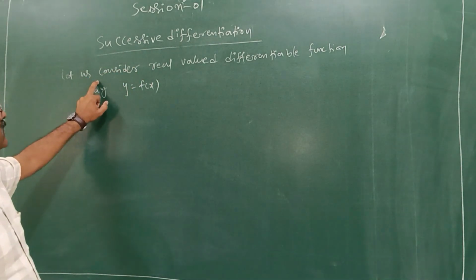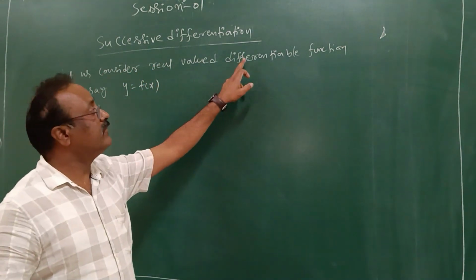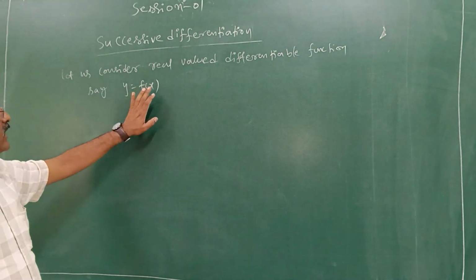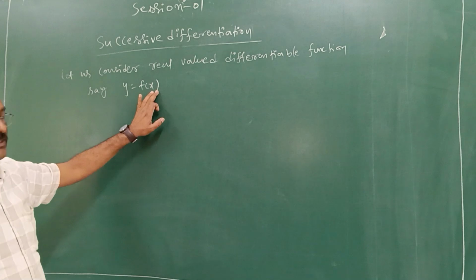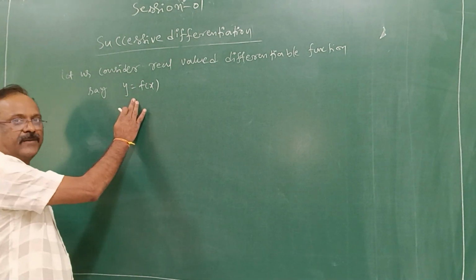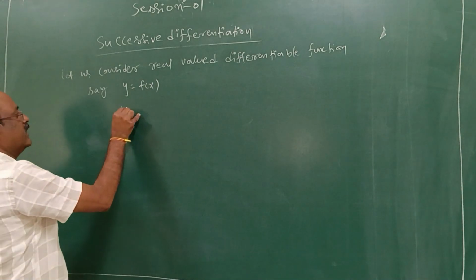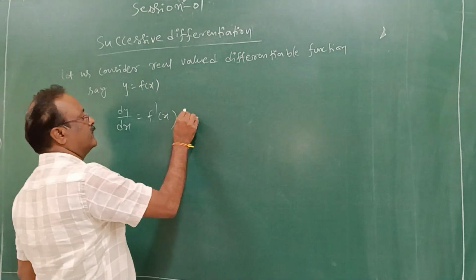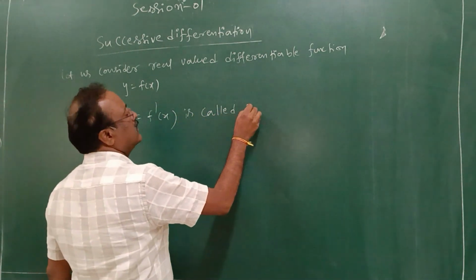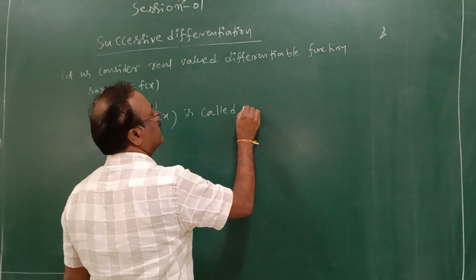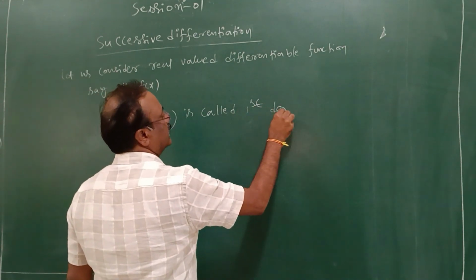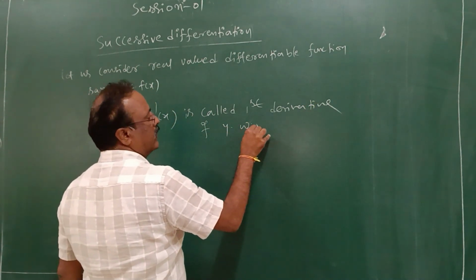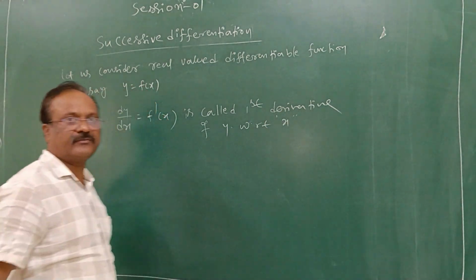I will consider first one real valued differentiable function, say y is equal to f of x. It's a real valued differentiable function. Now I am going to differentiate this function with respect to x. We get dy by dx is equal to f dash of x, is called the first derivative, the derivative of y with respect to x.